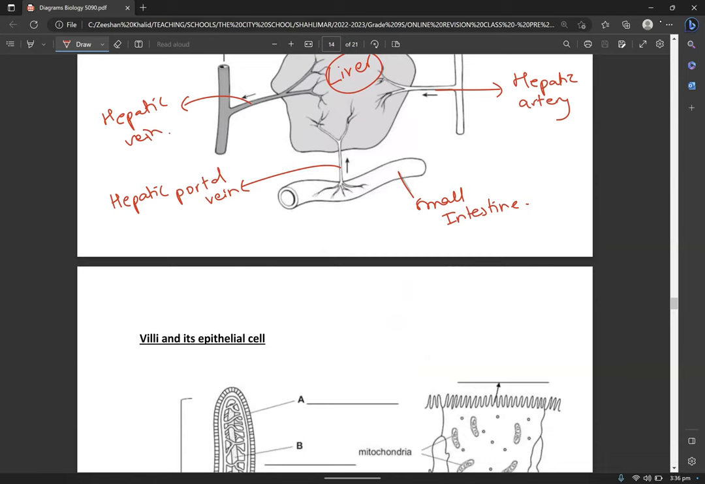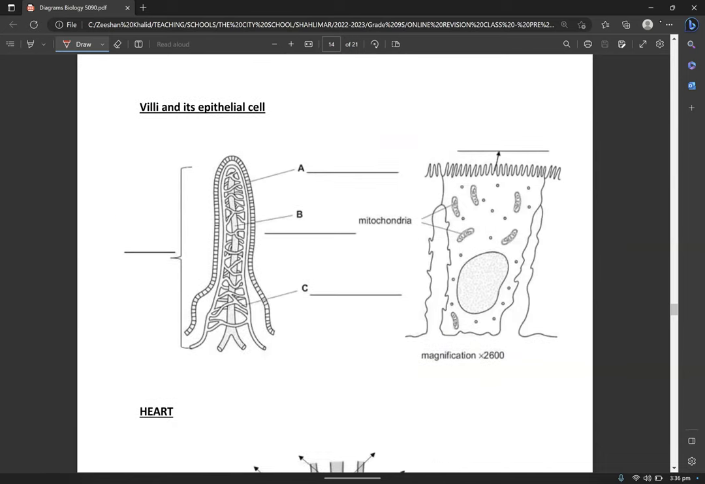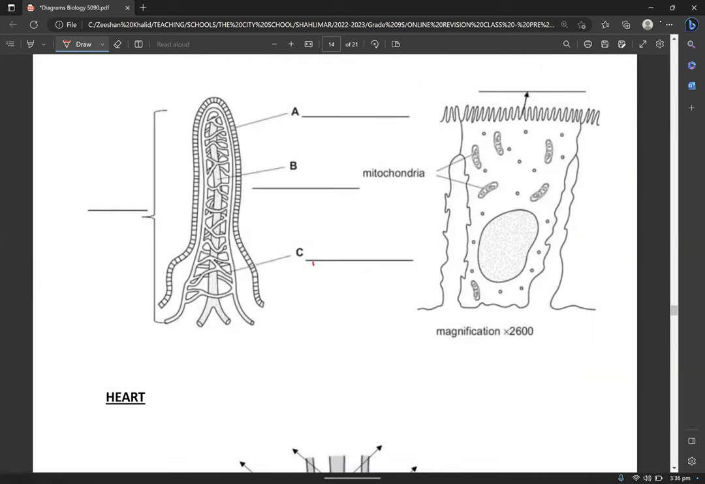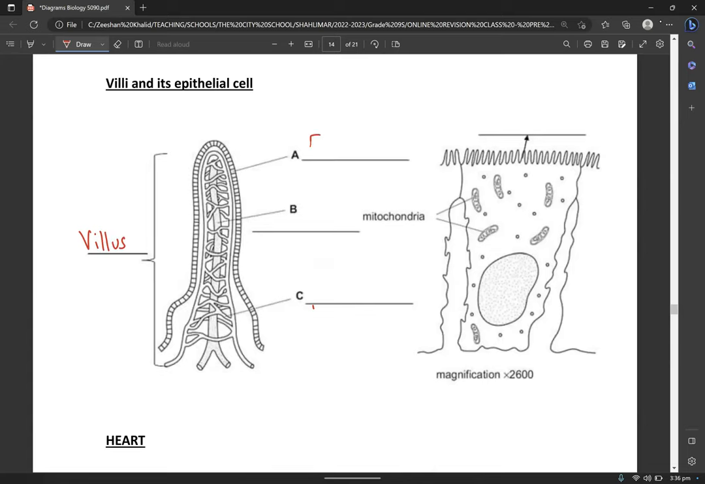Okay, the next diagram is the diagram of villi and its epithelial cell. So ye puri cheez, of course, is a villus. Sorry, singular ko hum villus kehte hain, plural jo hai wo villi hai. So this is a villus. Or jo iske bahir hai wo epithelial layer hai. Epithelial layer, which is one celled thick. Aur phir isi tarah beech mein jo structure hai usko hum lacteal kehte hain.